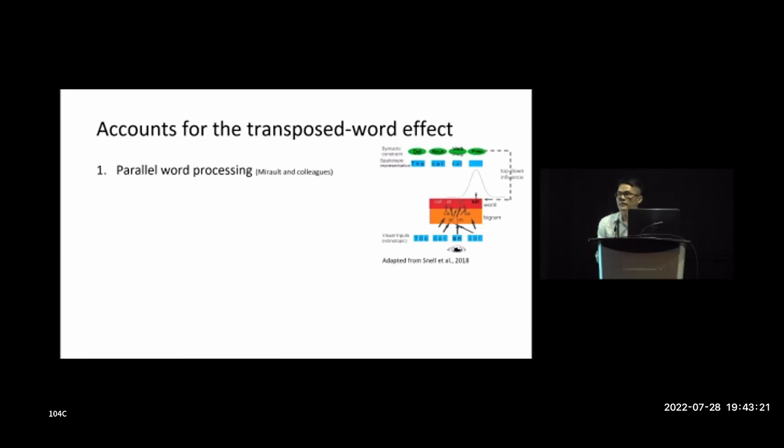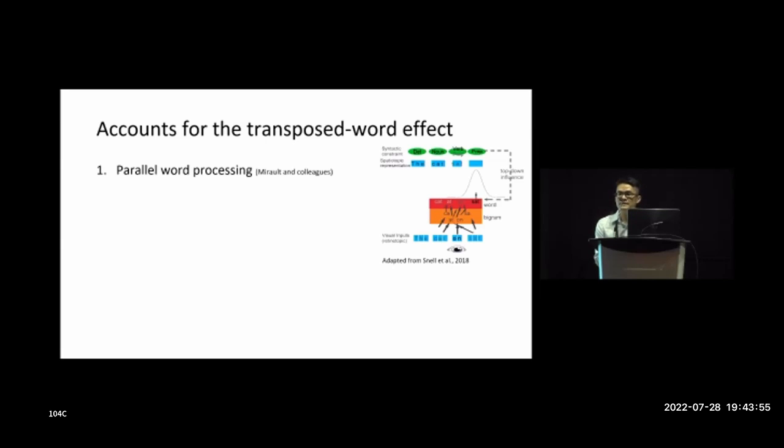So why do people fail to notice word transposition? One possible account is parallel word processing and noisy position coding, as proposed by Mirault and colleagues. As can be seen in this figure, the simultaneous activation of multiple adjacent words makes it possible for a word in a later position to be recognized before a word in an earlier position. And the noisy position representation enables a word in a later position to be assigned to an earlier position.